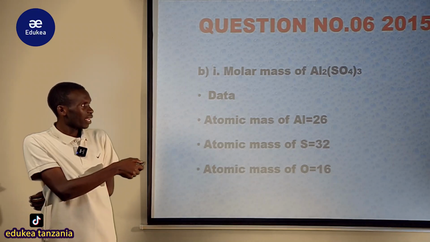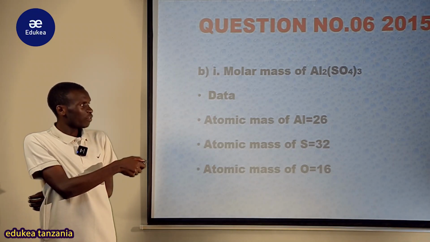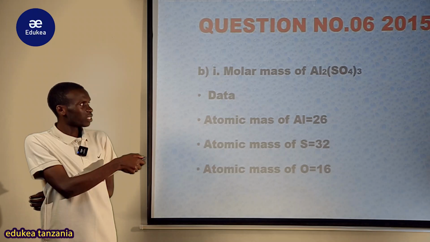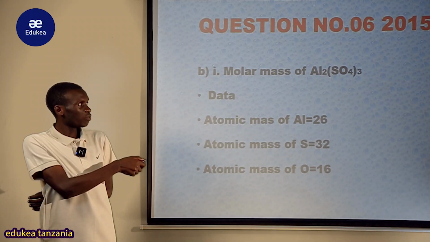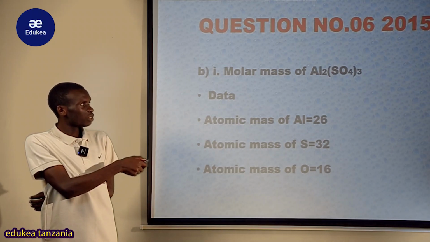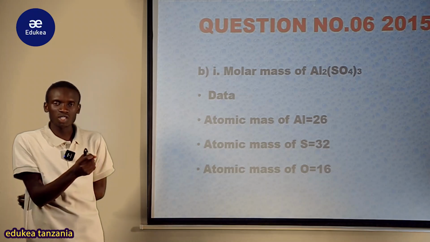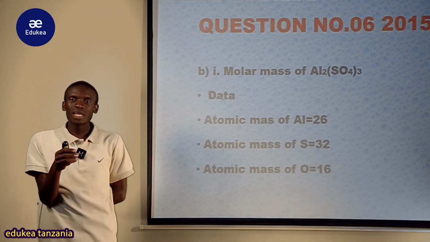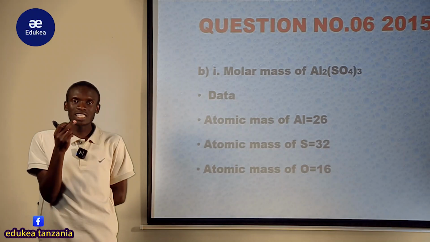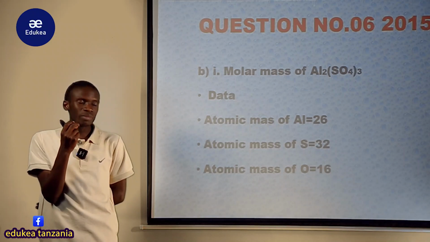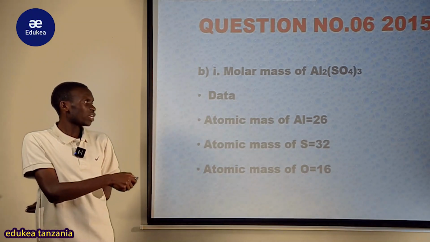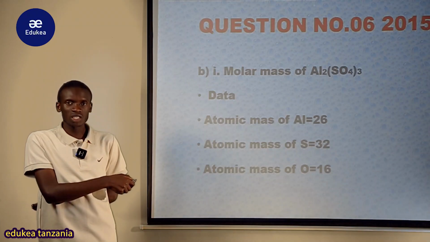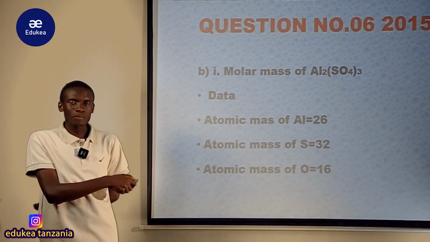There are 2 aluminium. Here, if you open the bracket, 3 times sulfur get 3 sulfur, and 3 times 4 is 12. There are 12 oxygen. In aluminum sulfate, there are 12 oxygen, there are 3 sulfur, and there are 2 aluminium. And the atomic mass of aluminium is 27, not 26.